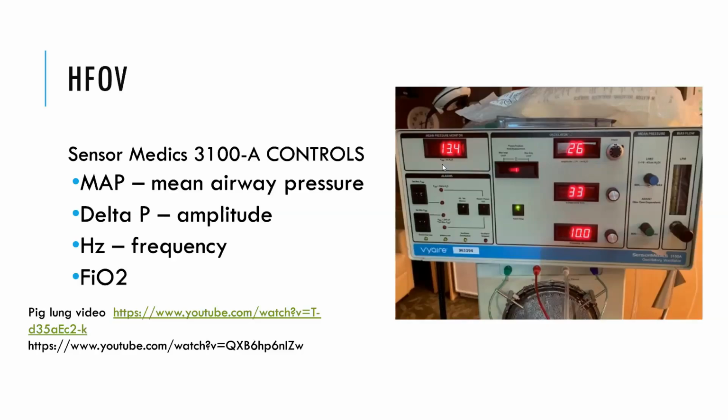Your hertz, this is how fast the oscillator is going to give these breaths. So for example, a hertz of 10 is 600 breaths a minute. You're going to take whatever your hertz is, times it by 60, and that's how many breaths the baby's getting per minute. We're always going to have a standard setting of between 10 and 12. I have seen it turned down to 8, and I have also seen it turned up to 14.